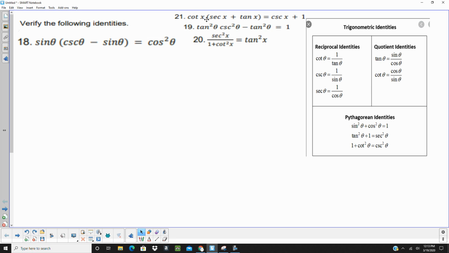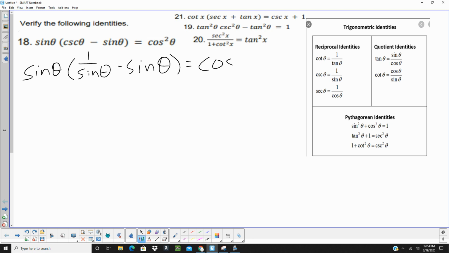So on 18, I've got sine times cosecant minus sine theta. I'm going to go ahead and we'll start by just putting everything in terms of sine and cosine. So I'm still going to have sine theta, and cosecant is 1 over sine. Now I'm going to distribute. Anything times its reciprocal is 1. I'm going to get 1 minus sine squared theta.